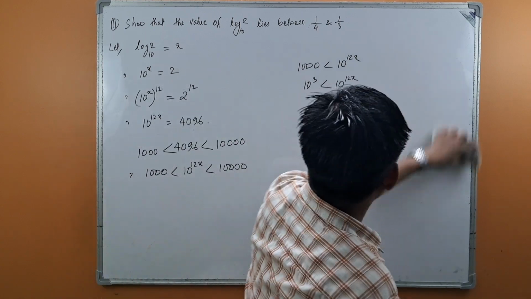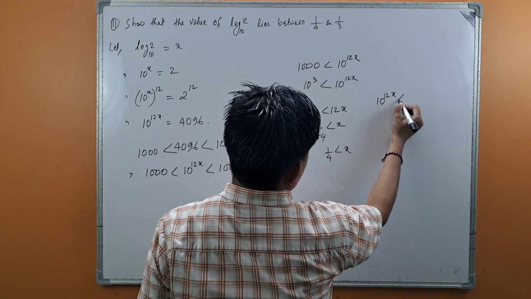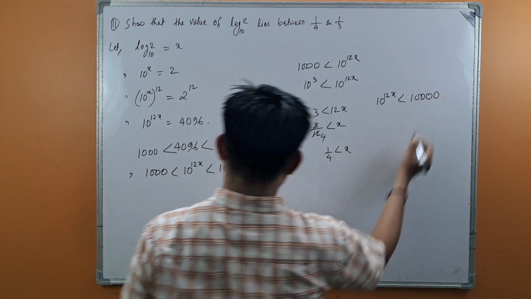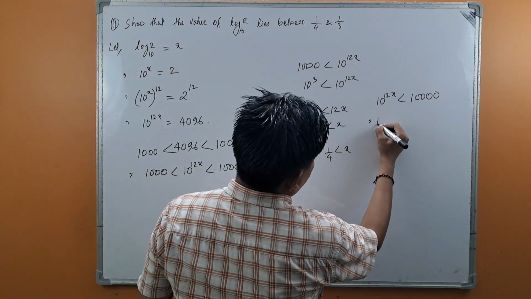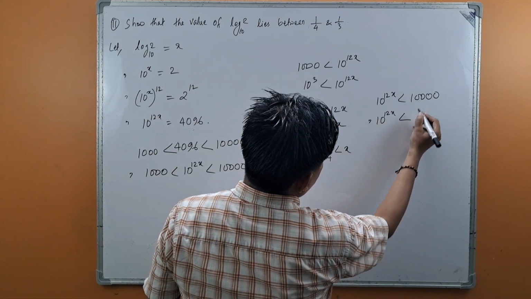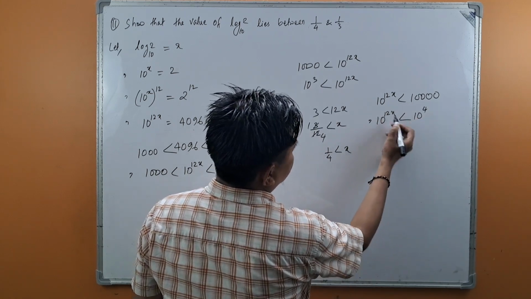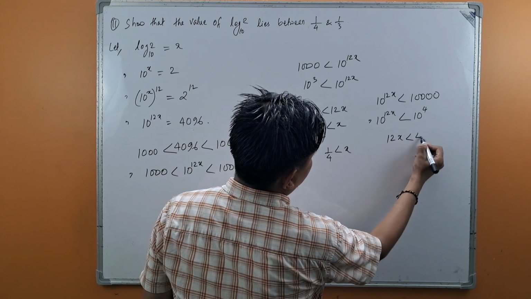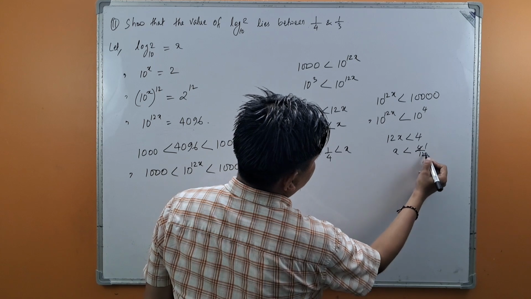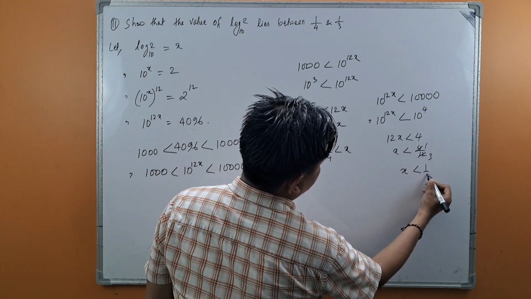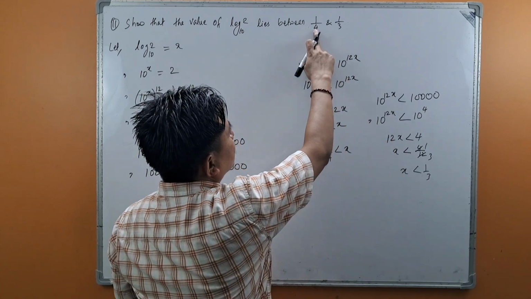Similarly, 10 to the power 12x is lesser than 10,000, which means 10 to the power 12x is lesser than 10 to the power 4. The bases are equal, so 12x is lesser than 4, or x is lesser than 4 upon 12, which is 1 by 3. Okay, so x is greater than 1 by 4 and lesser than 1 by 3.